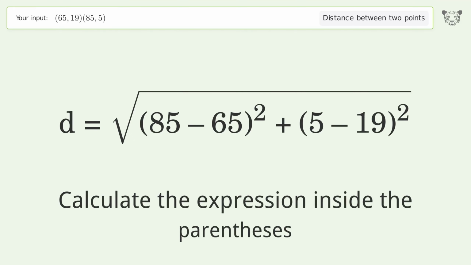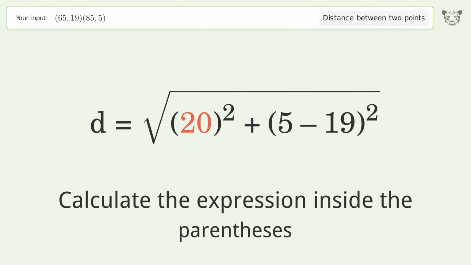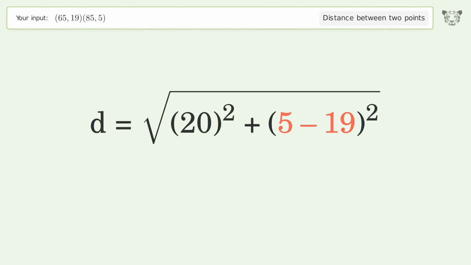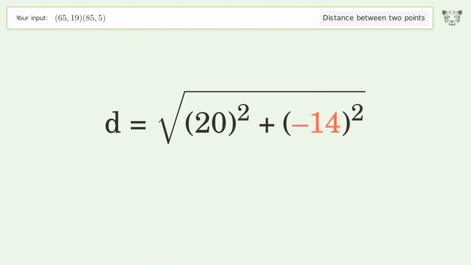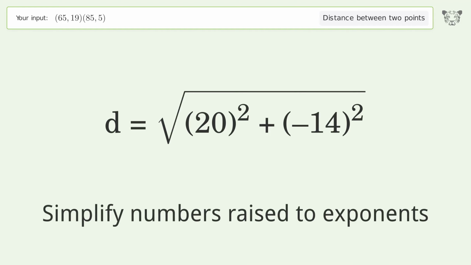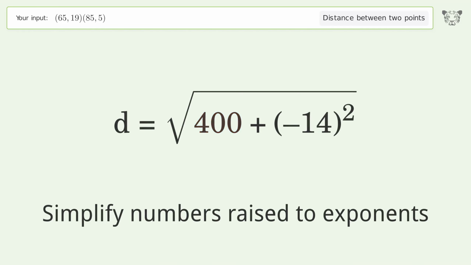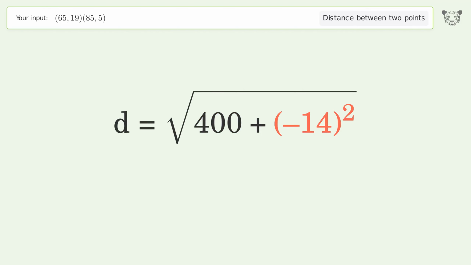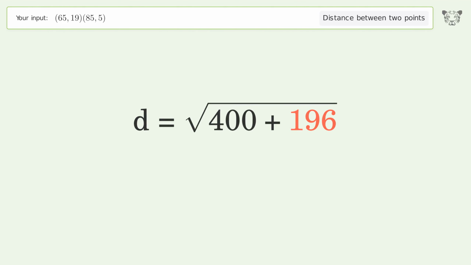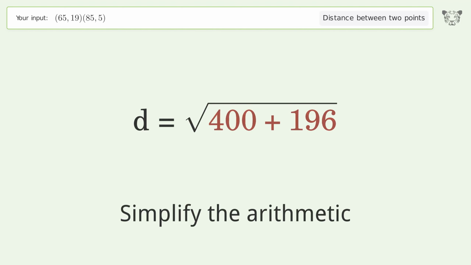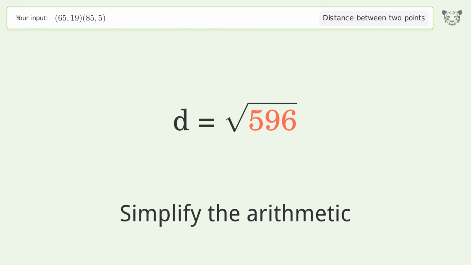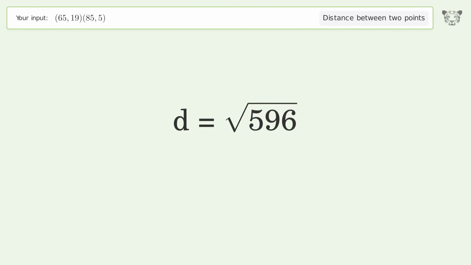Calculate the expression inside the parentheses. Simplify numbers raised to exponents. Simplify the arithmetic. And so the distance between the 2 points is the square root of 596, or 24.413.